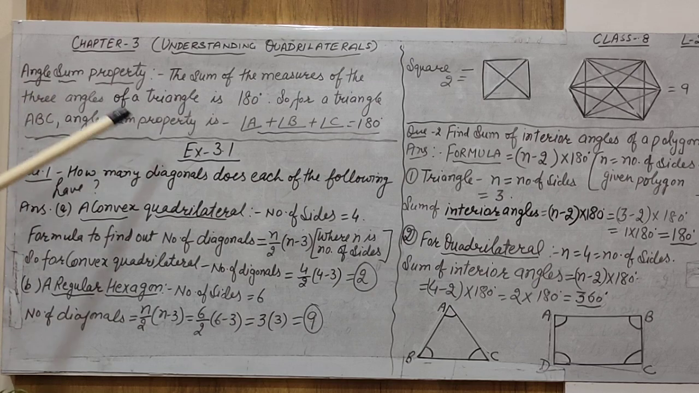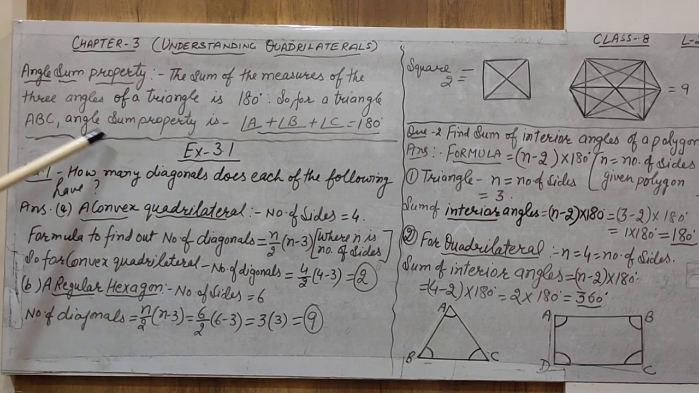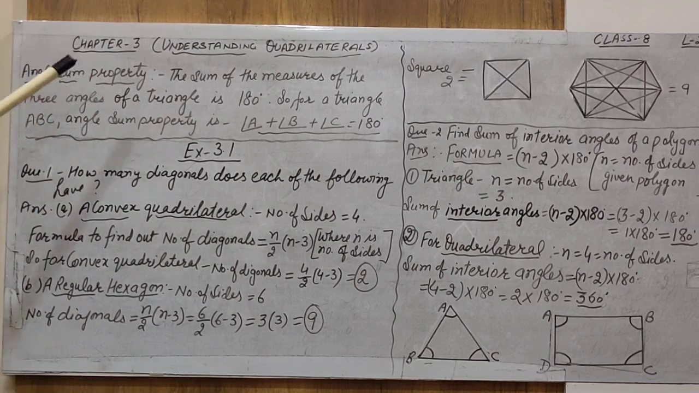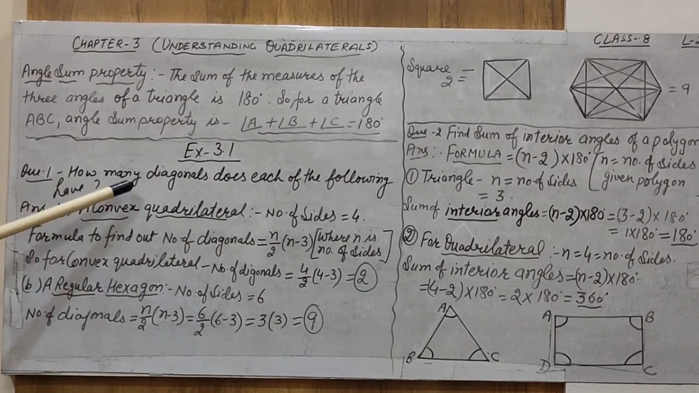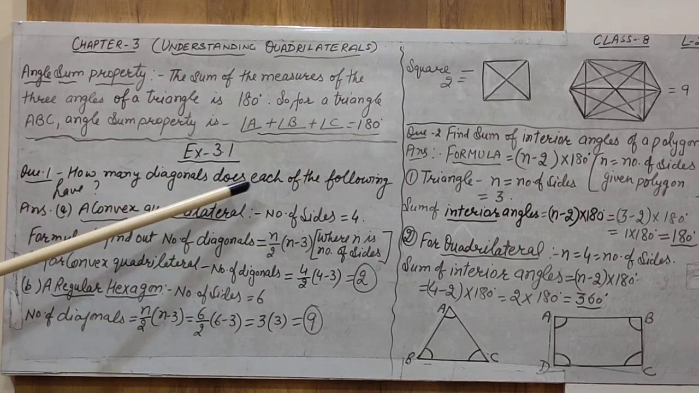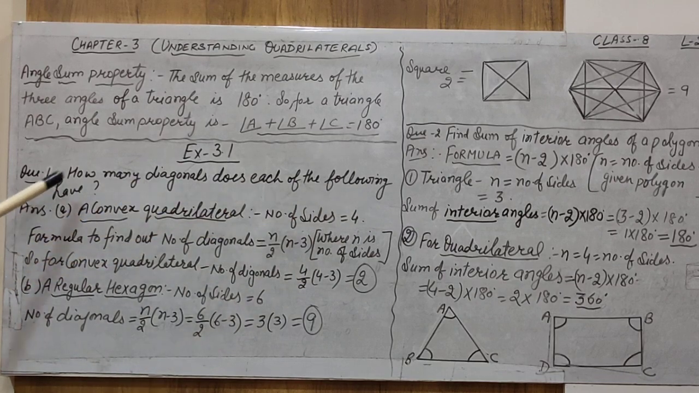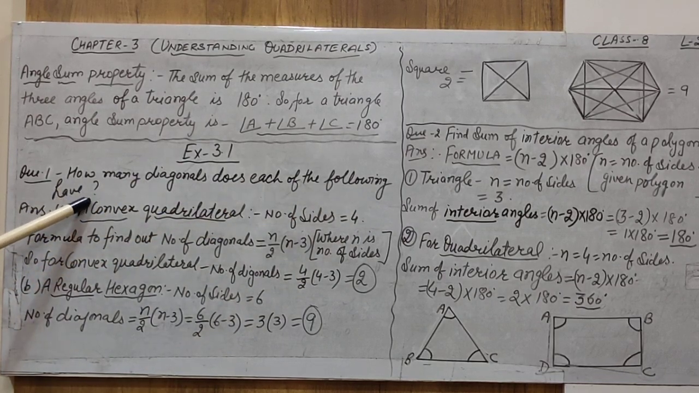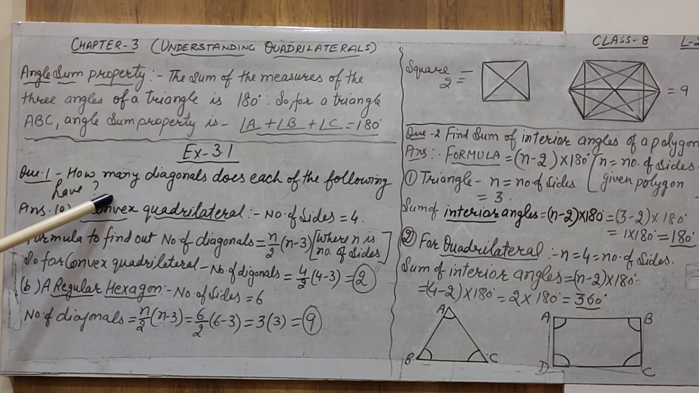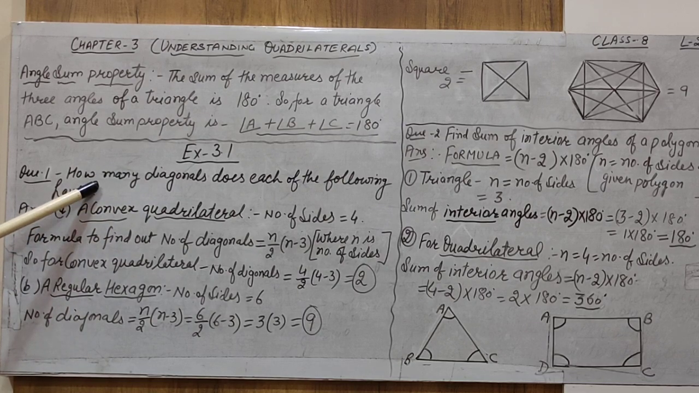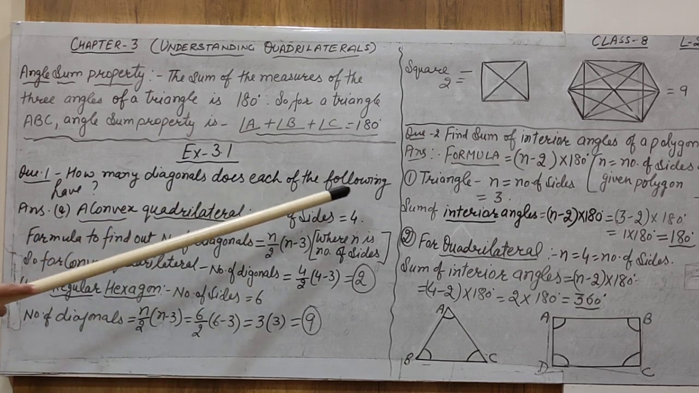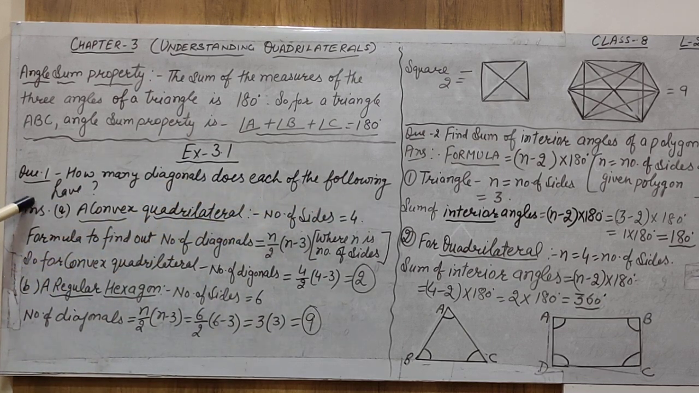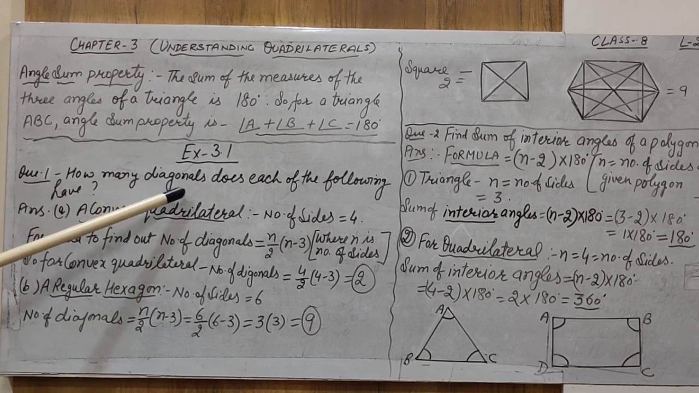Now let us start with exercise 3.1, based upon the definitions which we have done yesterday and today, and the angle sum property. Question 1 is, how many diagonals does each of the following have? Following means each of the following polygons or related figures. First of all, we have to count the number of diagonals in each polygon. How can we find out? There is a formula to find the number of diagonals.